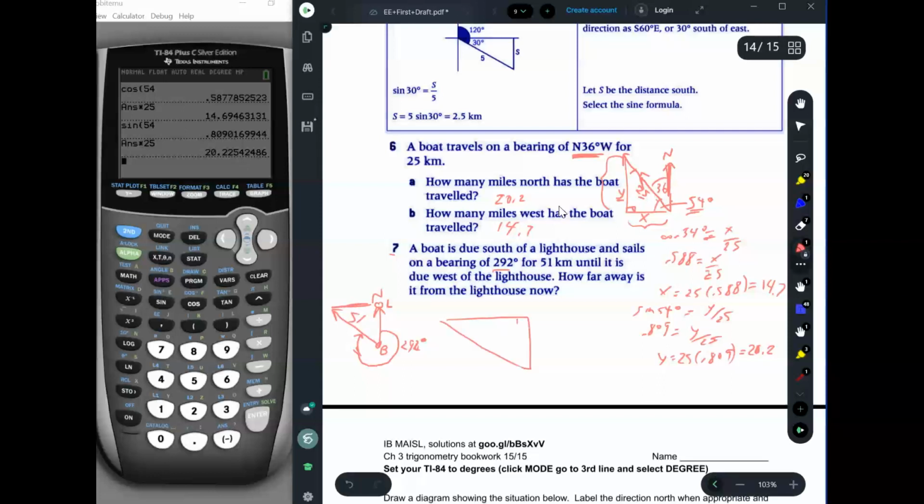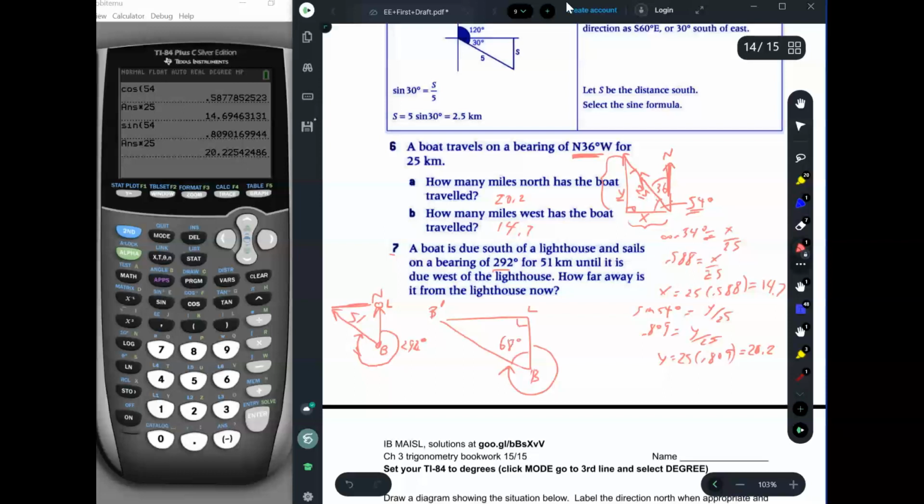So we know that there's a right angle here because it's perfectly west. This is the lighthouse, and this is the new position of the boat. So I'm going to put B dash, and the old position of the boat here is B without the dash. And we know that this is 292 degrees, so can we figure out this angle here, which is the remainder of the 360 degrees? It would be 360 degrees minus 292, which would be 68 degrees, right? So this is 68 degrees.